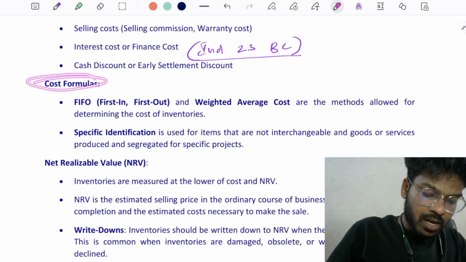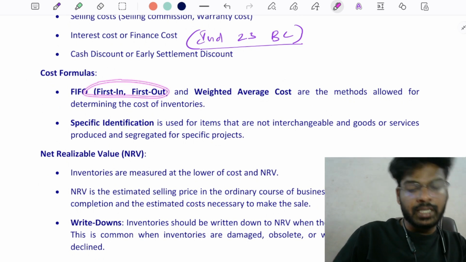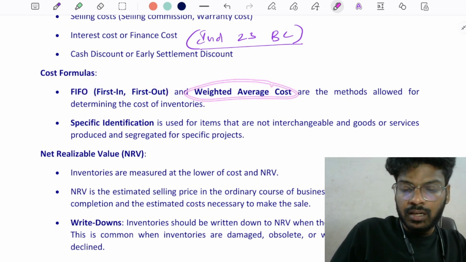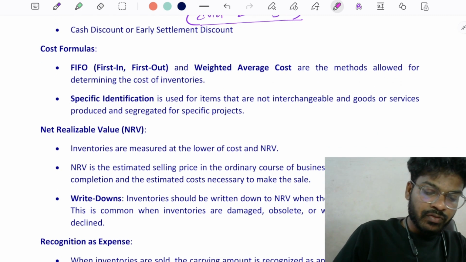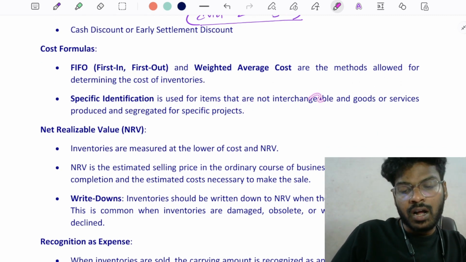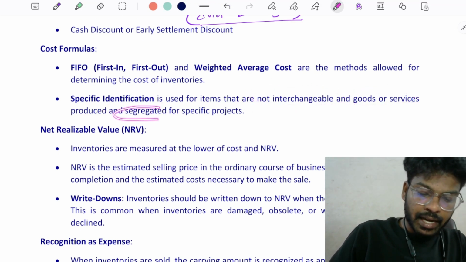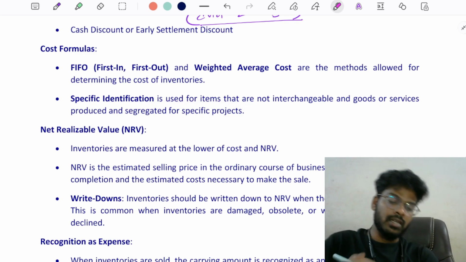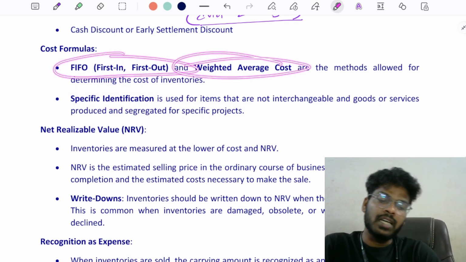Cost formula. There are two formulas. First in, first out method and the weighted average cost method are allowed for determination of cost of inventory. Specific identification method is used for items that are not interchangeable and goods and services that are produced or segregated for a specific project. If it applies, we use specific identification method. Otherwise, FIFO method or weighted average cost method.